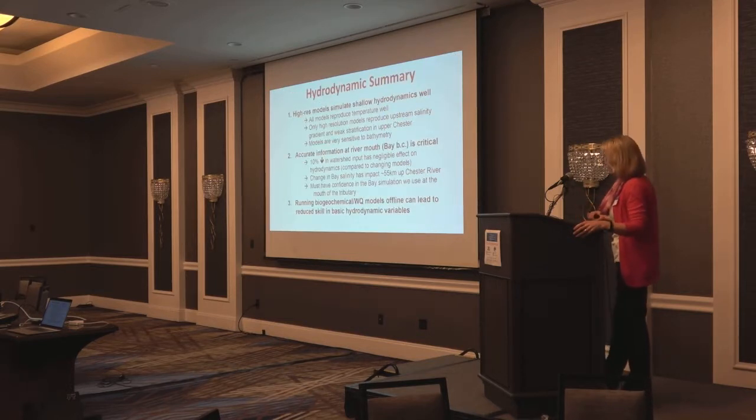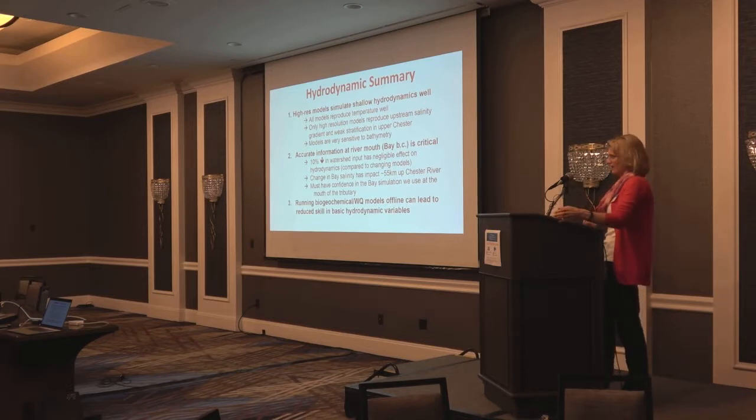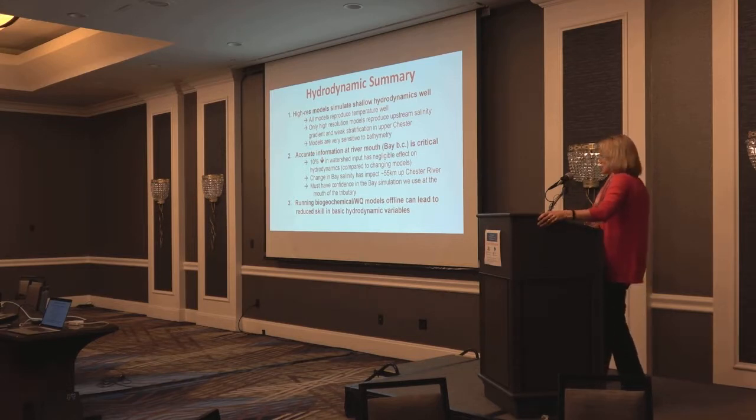Okay, just to summarize quickly before I move on to the more ecologically relevant variables: we've seen that the high-resolution models simulate the shallow hydrodynamics quite well. Although all the models reproduce temperature well, we didn't need the high resolution for that. But really only the high-resolution models could get this upstream salinity gradient that we see in the Chester and many of the tributaries. Also, one thing I didn't have much time to get into is that these models are very sensitive to the bathymetry. That comes up time and time again, but I didn't have time to go into it too much.